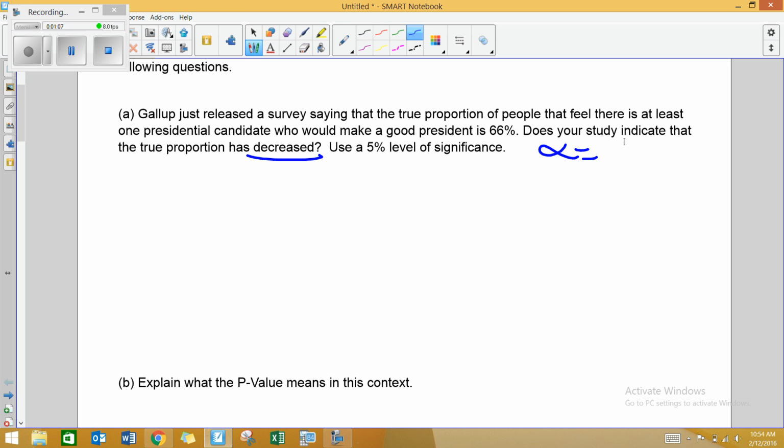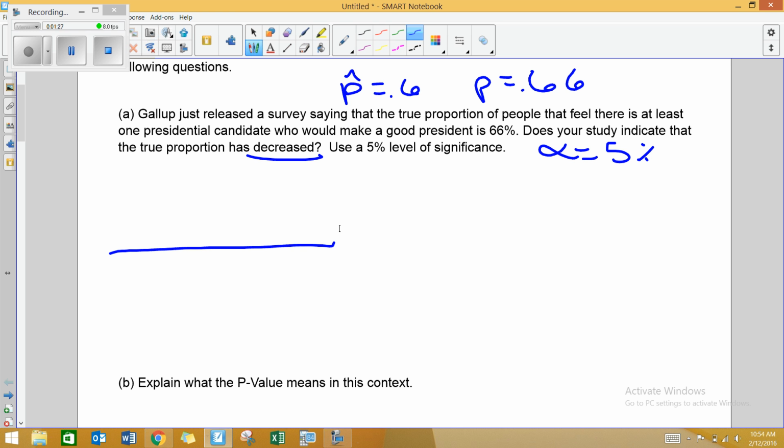So alpha equals 5%. We saw from up above our p-hat is 0.6, and the believed population proportion is 0.66. I'm going to have you guys check all the conditions because I don't want this video to run too long and that gets a little bit tedious. So just pretend over here I checked all those pesky conditions.